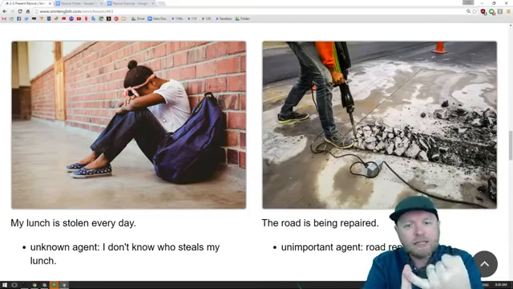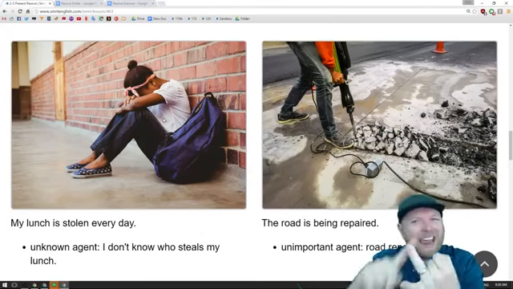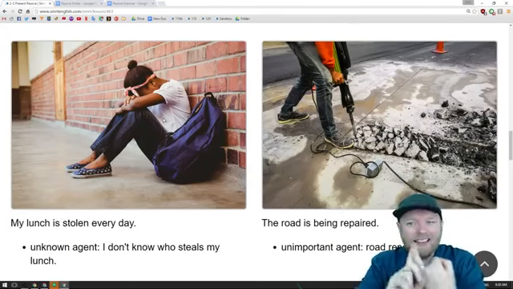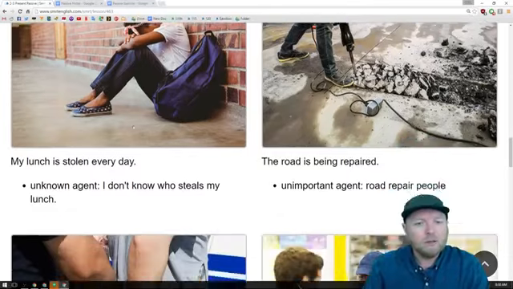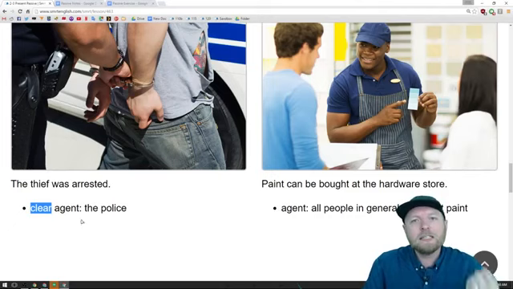The agent is not known. We don't know the agent. We don't care about the agent. The agent is not important. What are some other reasons, right? Well, sometimes the agent is clear.